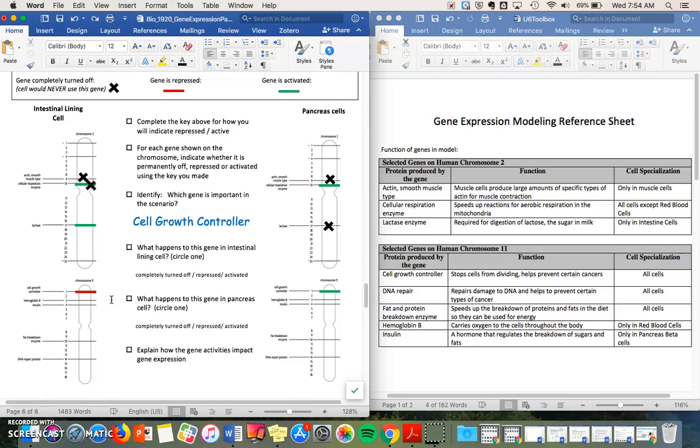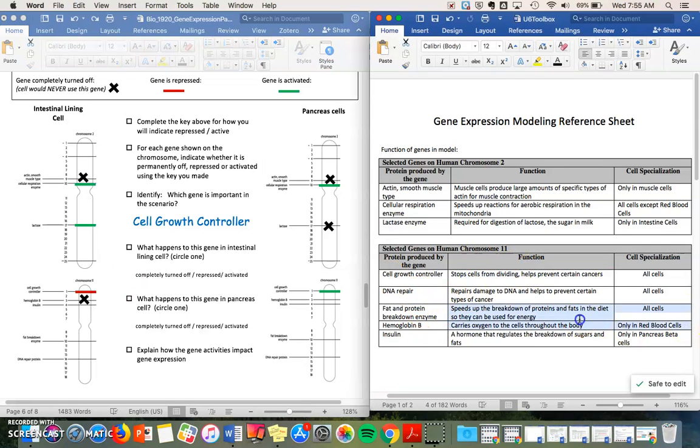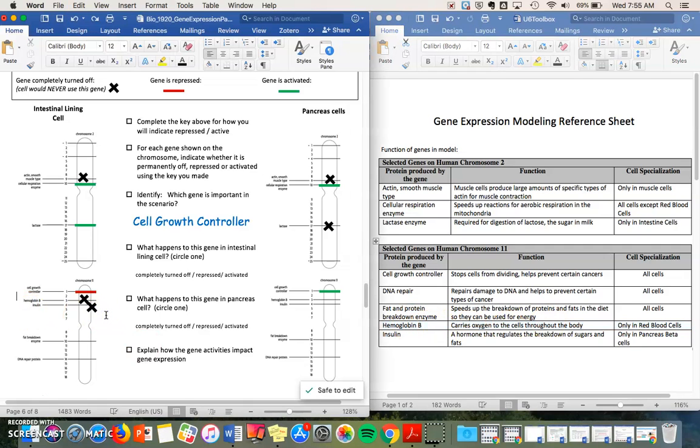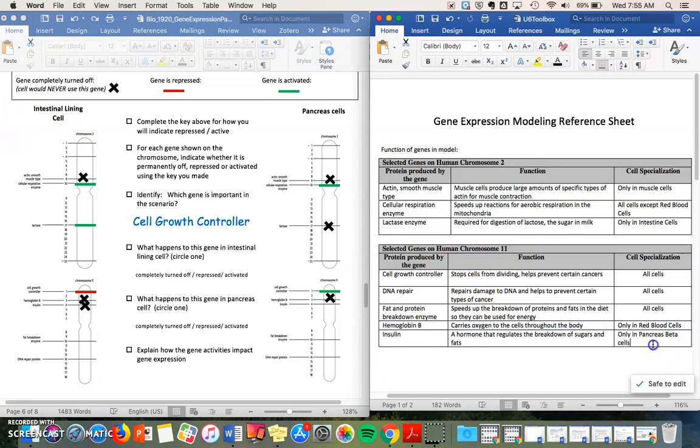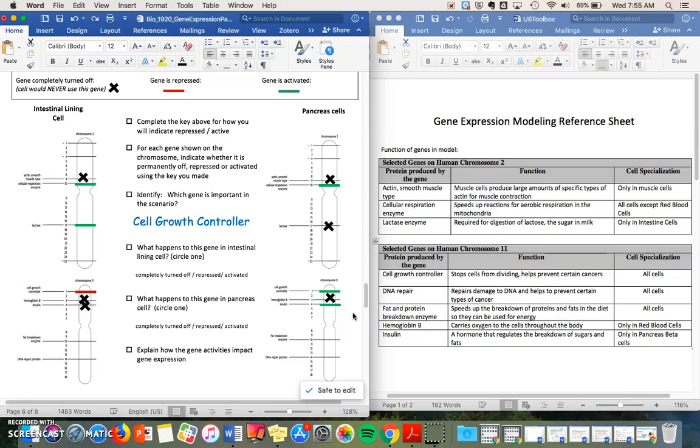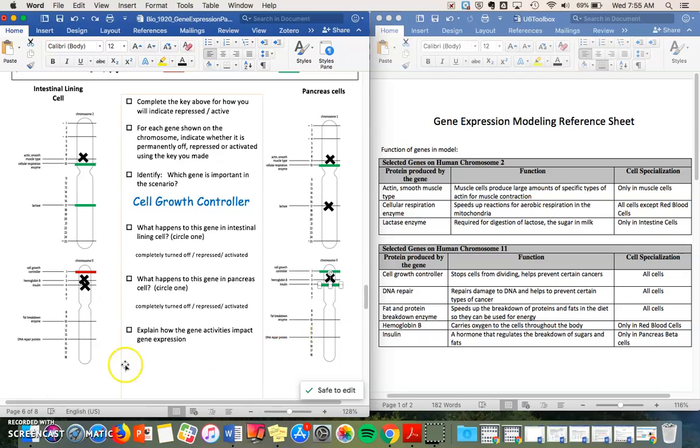All right, so let's go on, and I'm going to look at my hemoglobin protein. Hopefully you guys start to get the hang of which proteins are in which cell. Hemoglobin is only in red blood cells, so it's going to be turned off in my intestine and pancreas cells. Insulin is only in my pancreas cells, so it's going to be turned off in my intestinal lining. But if it's in my pancreas cells, that means I should be turning it on for my pancreas cell right here because it's making that protein.